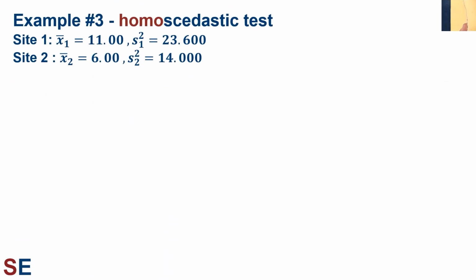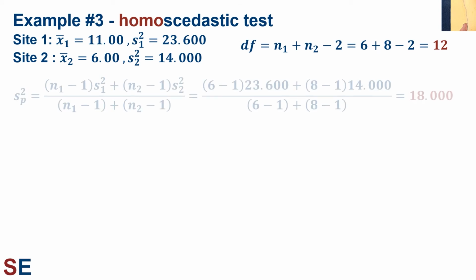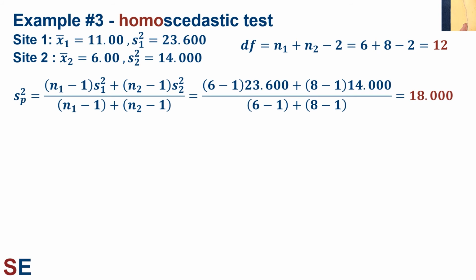Here's our data again. The degrees of freedom is the sum of the sample sizes minus 2, which is 6 plus 8 minus 2 equals 12. We calculate the pooled variance using the equation shown and the variances of 23.6 and 14 to get a pooled variance of 18.000.